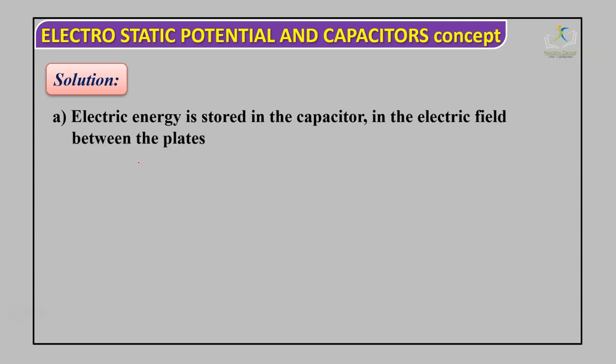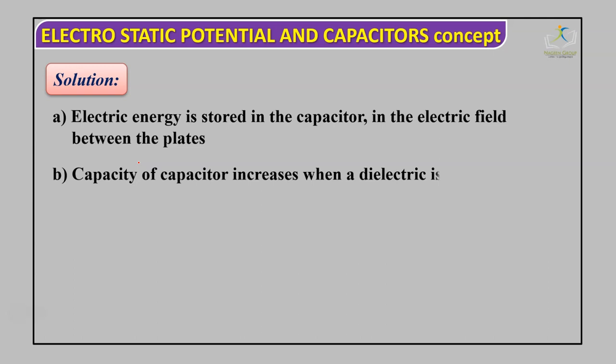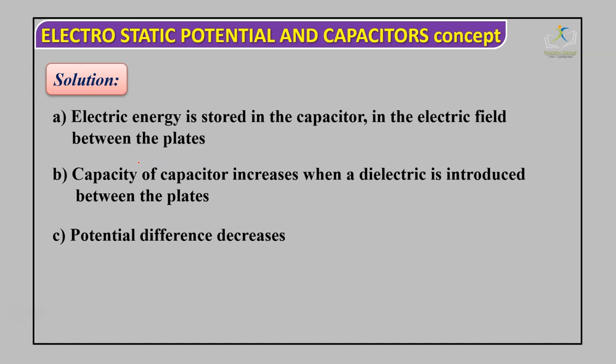Electrical energy is stored in the capacitor in the electric field between the plates. The capacity of a capacitor increases when the dielectric is introduced between the plates. Potential difference decreases, charge remains the same. That means we can say that, according to the options, the correct option is option 3.